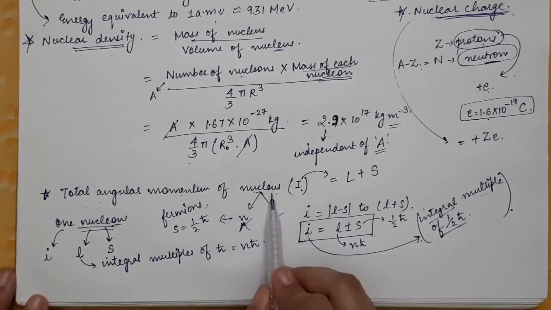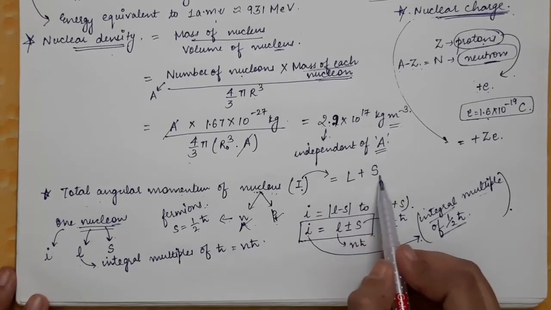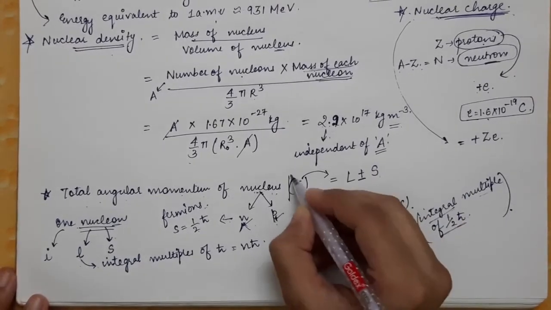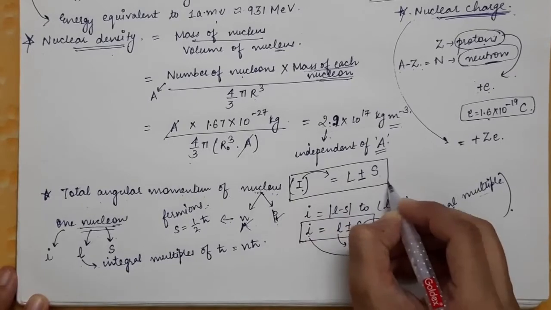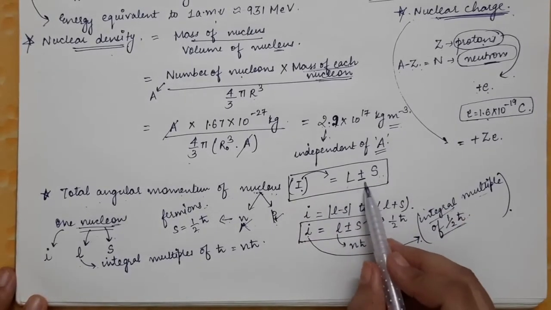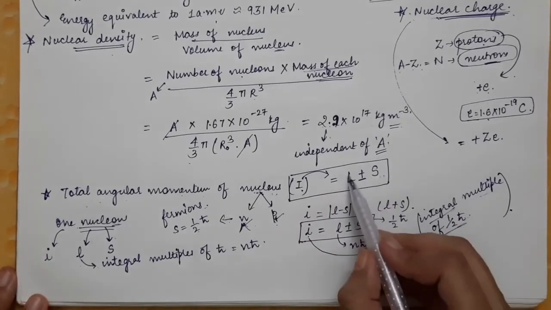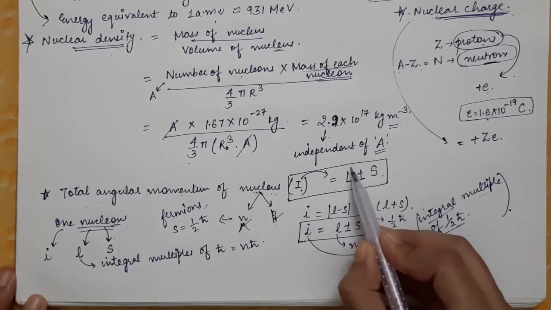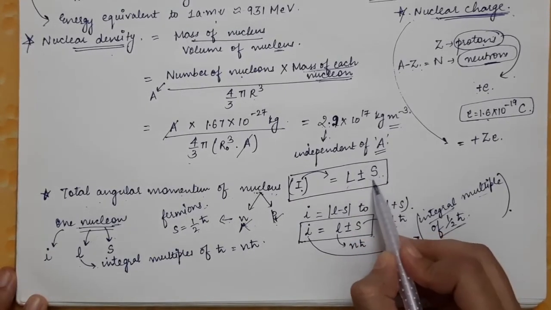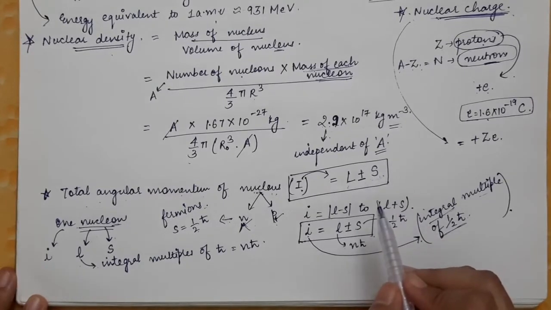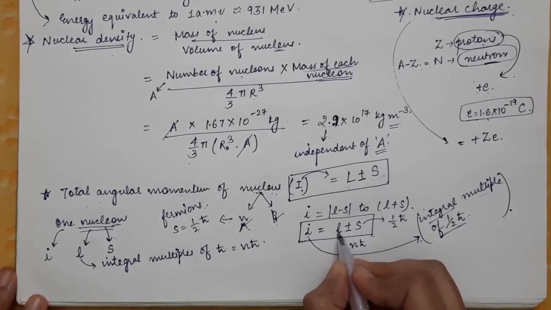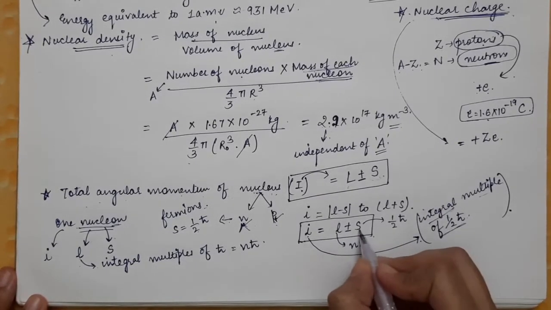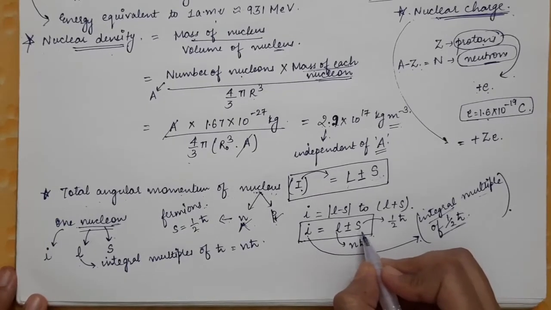But for the case of the whole nucleus, it will be either L plus S or L minus S. So capital I will take only two values, which are capital L plus S or capital L minus S. Now capital L is the total orbital angular momentum of the nucleus, and capital S is the total spin angular momentum of the nucleus. Now small l was the orbital angular momentum of one nucleon. Small s was the spin angular momentum of a single nucleon.